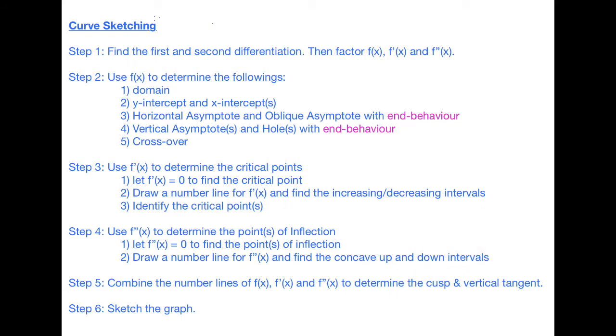Step 5, we're going to combine all the number lines that we have for f prime and f double prime, and sometimes we even use f(x) to determine all the cusps and vertical tangents. Finally, step 6, then we have all the information that we need, then we can sketch the graph.